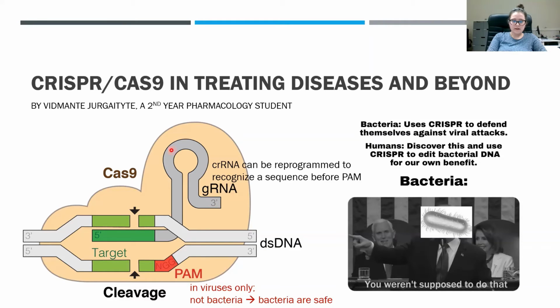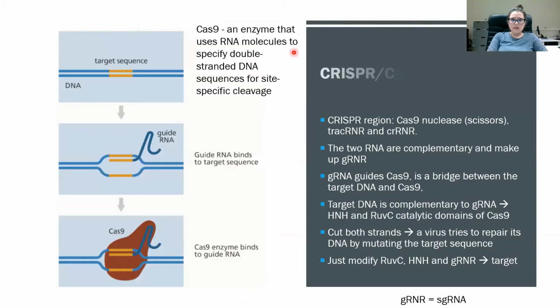That guide RNA is complementary to the viral RNA. And after these two sequences come close to each other, the Cas9 enzyme binds to the guide RNA, and then this enzyme cuts the target sequence in the virus. So this enzyme uses RNA molecules, the guide RNA, to specify double-stranded DNA sequences for site-specific cleavage.